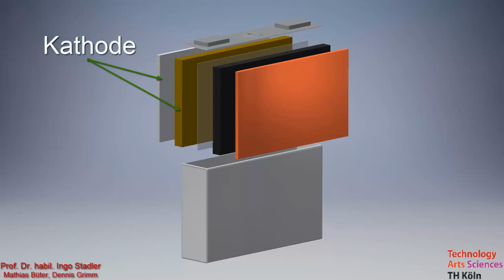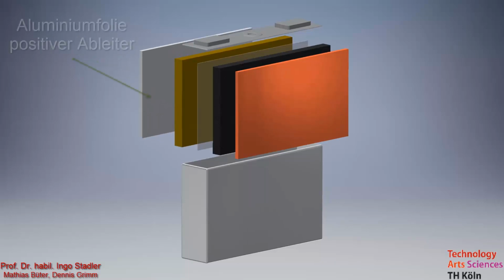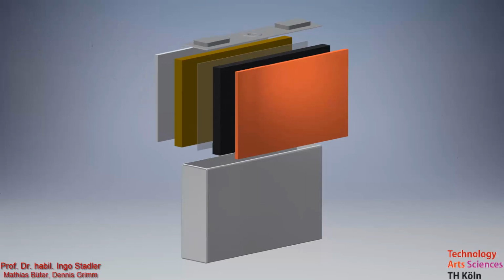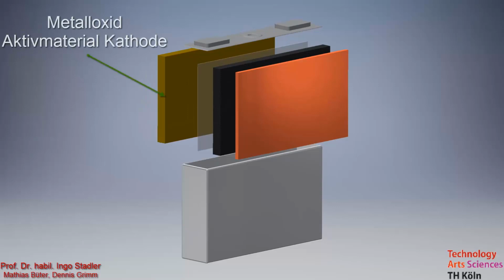The positive electrode, the cathode, is made out of an aluminum foil and metal oxide. The aluminum foil is approximately 15 micrometers thick and takes over the function of conductivity on the cathode side. The thickness of the metal oxide varies a lot and depends on the material used and other cell characteristics. For example, with nickel manganese cobalt, it is around 150 micrometer. The cathode functions as intercalation material on the positive electrode.